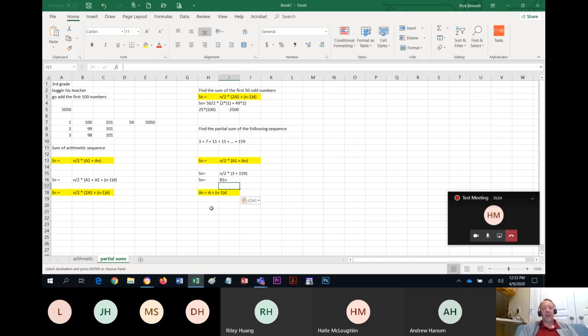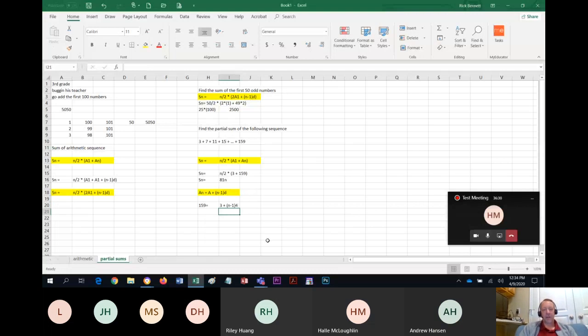All right. So now we need to figure out n. We know that a sub n is 159, right? We don't know what n is, but we know that the last number in our sequence is 159. We know the first number in our sequence is 3 plus, we don't know what n is, so I'll leave that as n minus 1 times d. But what's your common difference in this sequence here? 4. Okay.